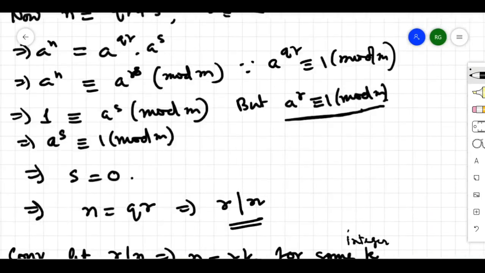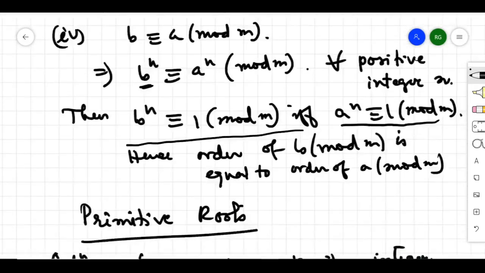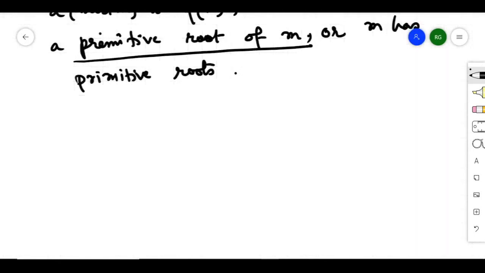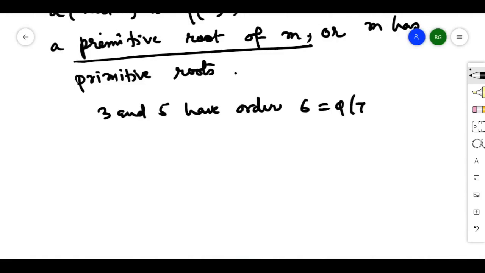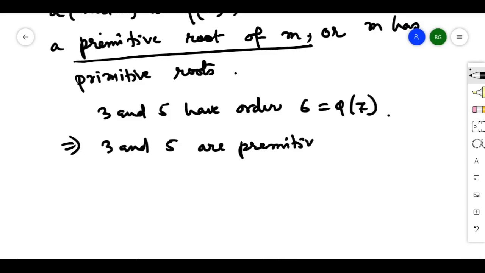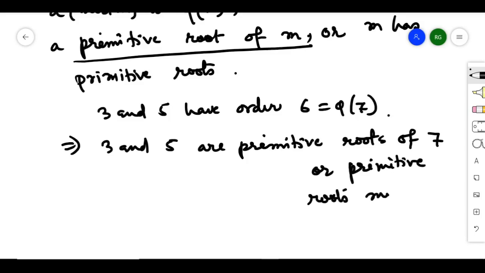Clear? 3 and 5 have order 6, which is equal to phi 7. This implies 3 and 5 are primitive roots of 7, or primitive roots mod 7.